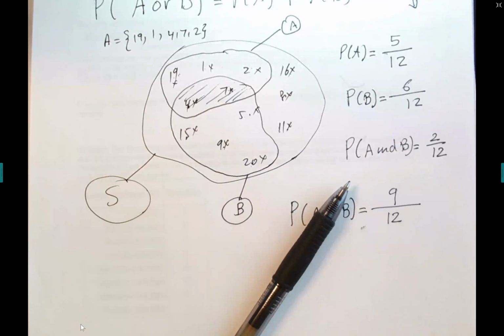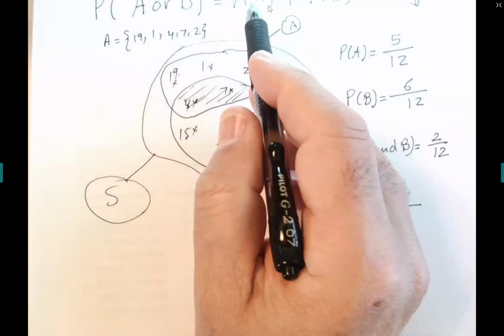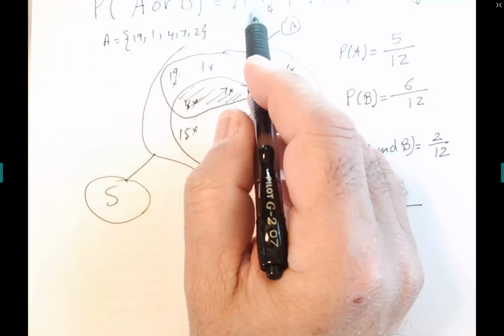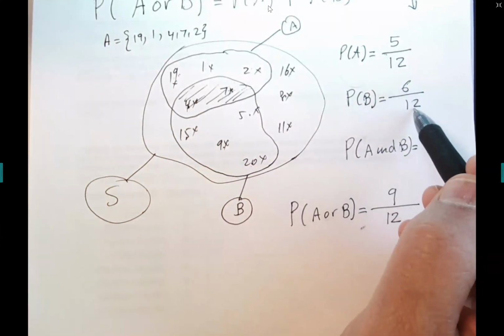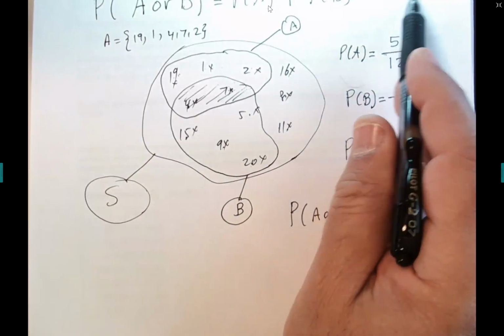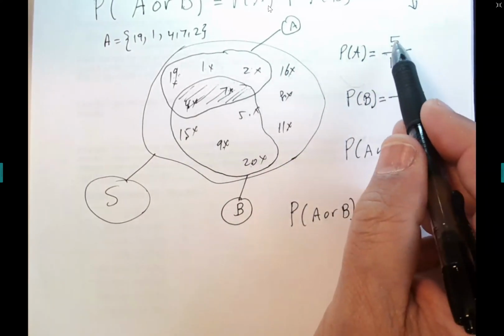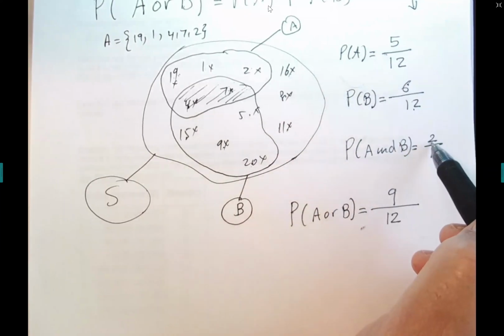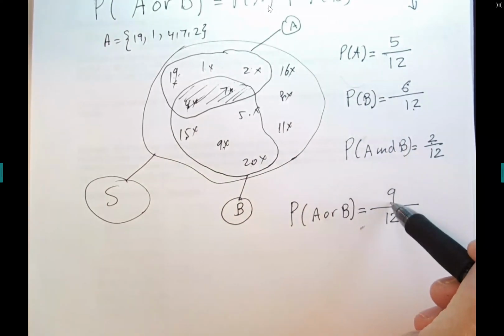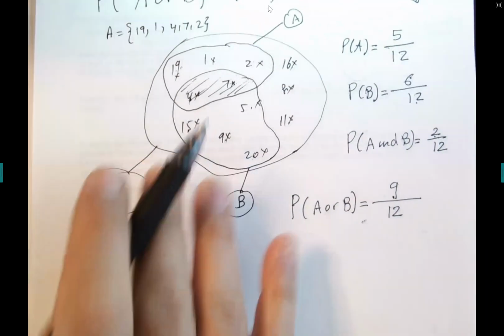Now I'd like you guys to look at the formula and see how the formula works. I could have used the formula here. Probability of A, watch, it's 5 over 12. Probability of B is 6 over 12. Probability of A and B is 2 over 12. Notice, guys, if I add 5 plus 6, what do I get? 11. And if I subtract the 2, what do I get? 9. So you could have used the formula to find the probability of A or B. So the formula is valid.